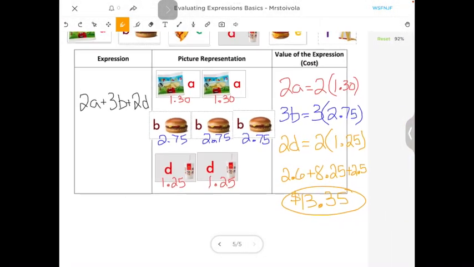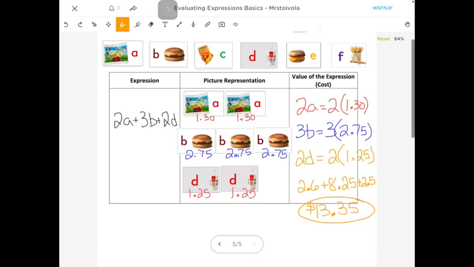On your worksheet, I'm going to ask you to draw out the picture representation so you can really be thinking about how many repeats and what's repeating and why this is multiplication.